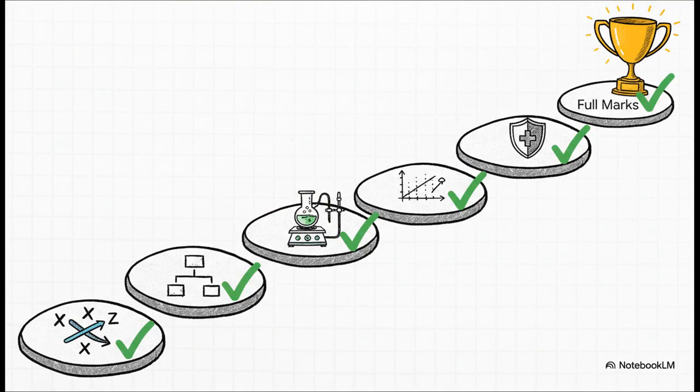So let's do a final run-through of your full marks checklist. You're going to identify your variables with precision, describe your method systematically, sprinkle in those specific experimental details, linearize the equation correctly, interpret what your graph actually means, and finally, add a smart, realistic safety precaution. You hit every one of those points, and you're golden.